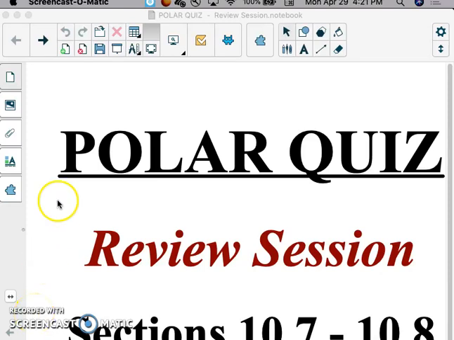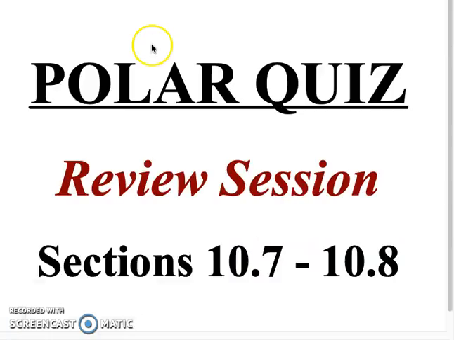All right, polar quiz review session. We're covering sections 10.7, 10.8. So 10.7, you might recall, we've got a whole lot of the plotting of the points in polar form. We also have a whole lot of conversions back and forth between, given a point in rectangular form, switch it to polar, switch back to rectangular, and then we could also do that with equations.